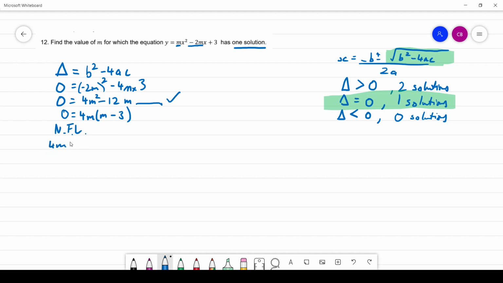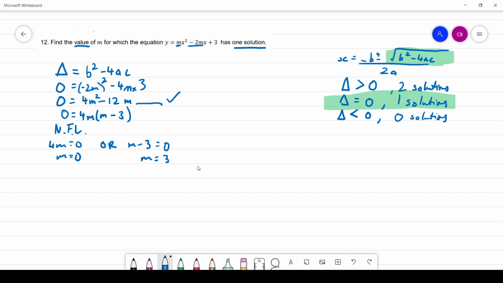So that means 4m equals 0, which just means m is 0, or m minus 3 equals 0, which gives us m equals 3. So it says find the value of m. It doesn't say the values. So we don't want two different answers. Which one of these is it?